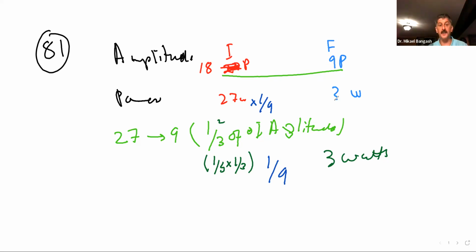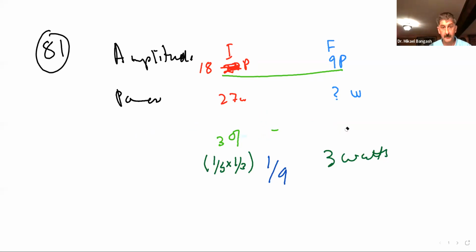So these were the numbers that you were given. Let's just read that. The amplitude of an acoustic wave decreases from 18 pascals to 9 pascals. Clear? If the initial power was 27 pascals, oh, sorry, watts, what is going to be your final power?